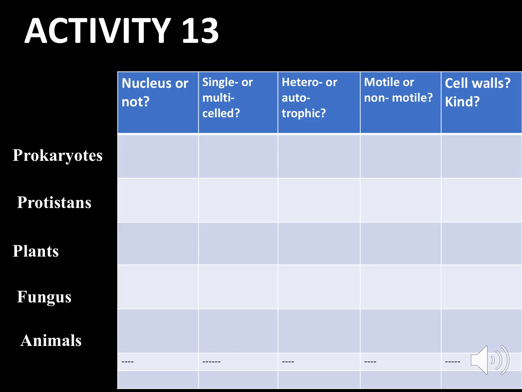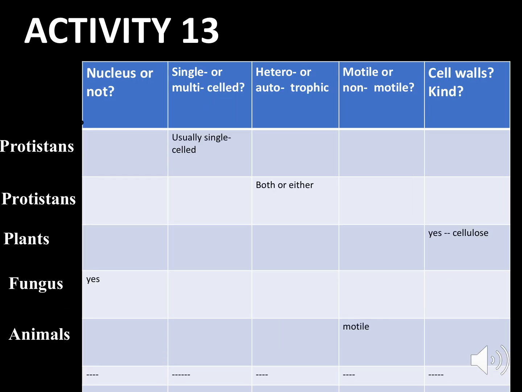So in that row next to the prokaryotes there, you just go across it, each column, and answer: does it have a nucleus or not? Yes or no. Single or multi-celled, heterotrophic or autotrophic. So you might want to go over the PowerPoint and use this activity to see how much of this information you've got recorded. And your answers are going to look something like this. So that's activity 13 there.